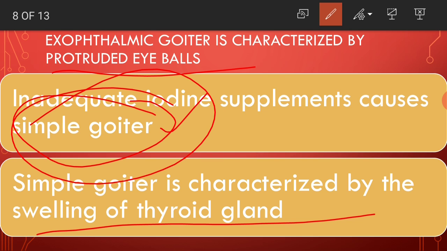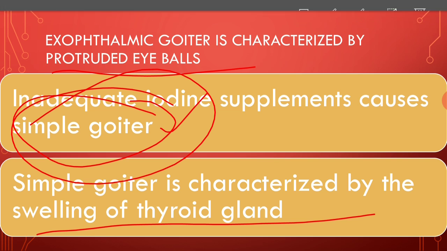So let me repeat, simple goiter is caused by the inadequate supplement of iodine, and it is characterized by the swelling of thyroid gland, and it is prevalent in the people who are living in the mountainous areas. In mountainous areas, because the rain washes out the iodine present in the soil, normally the plants that are growing in the mountainous areas may suffer from iodine deficiency.